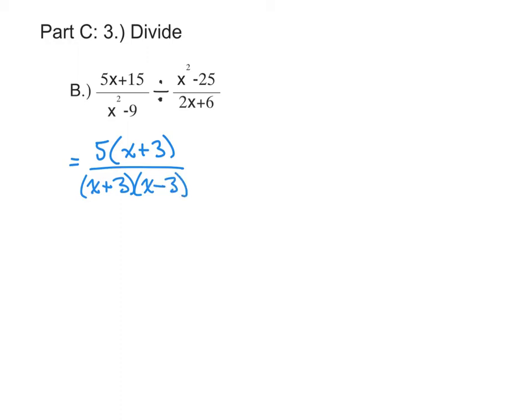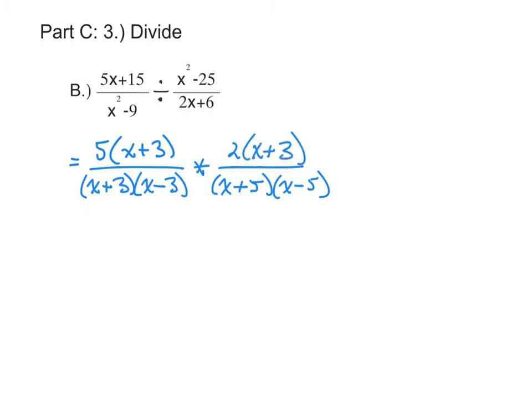Now dividing by a fraction is the same as multiplying by its reciprocal. So instead of having x squared minus 25 in the numerator, it's going to go in the denominator, and I'm going to factor it. It's the difference of 2 squares, so that's going to factor into x plus 5 and x minus 5. The 2x plus 6 is going to move to the numerator, and I'm going to factor out a 2. That'll leave me with x plus 3.